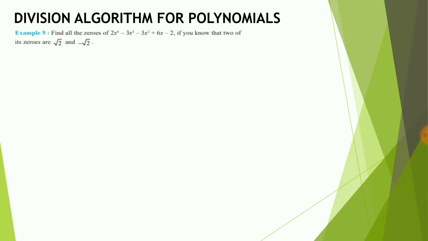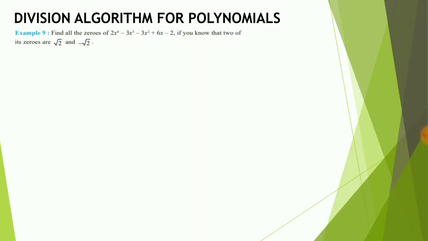So now example 9 is one of the very important examples. It has come a number of times in the exams, generally you get one question of this type in the exams. So please ensure that you all understand this question properly. Now what is given to us?